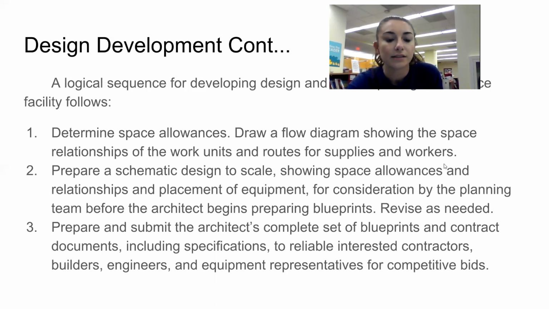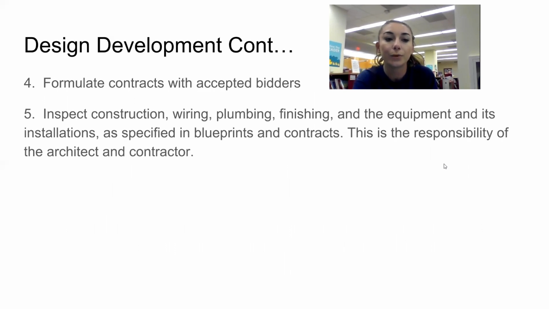For number three, prepare and submit the architect's complete set of blueprints and contract documents, including specifications, to reliable, interested contractors, builders, engineers, and equipment representatives for competitive bids. For step 4, you'll want to formulate contracts with accepted bidders. And number 5, inspect construction, wiring, plumbing, finishing, and the equipment and its installations as specified in blueprints and contracts. This is the responsibility of the architect and contractor.